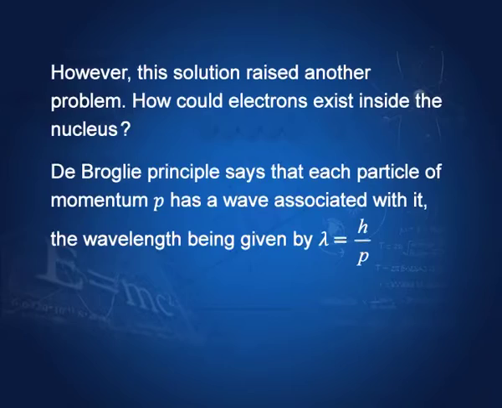However, this created another problem. What was that? How could electrons exist inside the nucleus? Let us see whether they can or cannot. The de Broglie principle says that each particle of momentum p has a wave associated with it, the wavelength being given by lambda equal to h by p. This relation is now familiar to you. So, lambda is h by p.